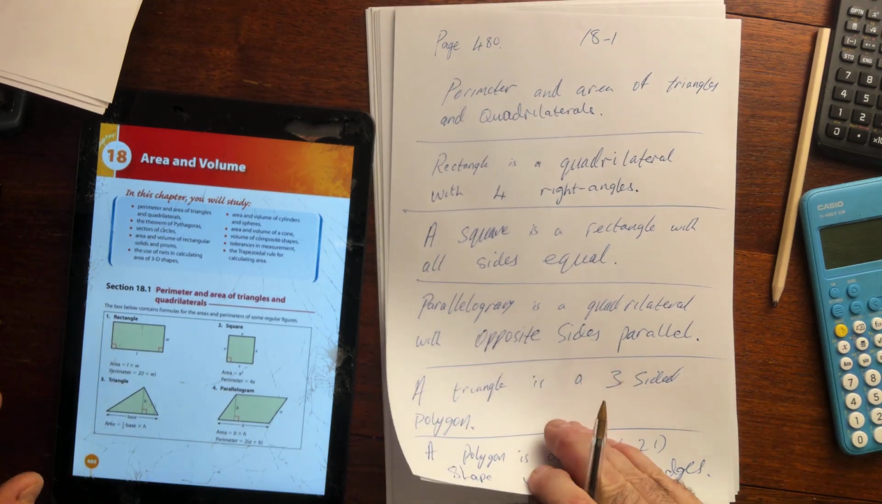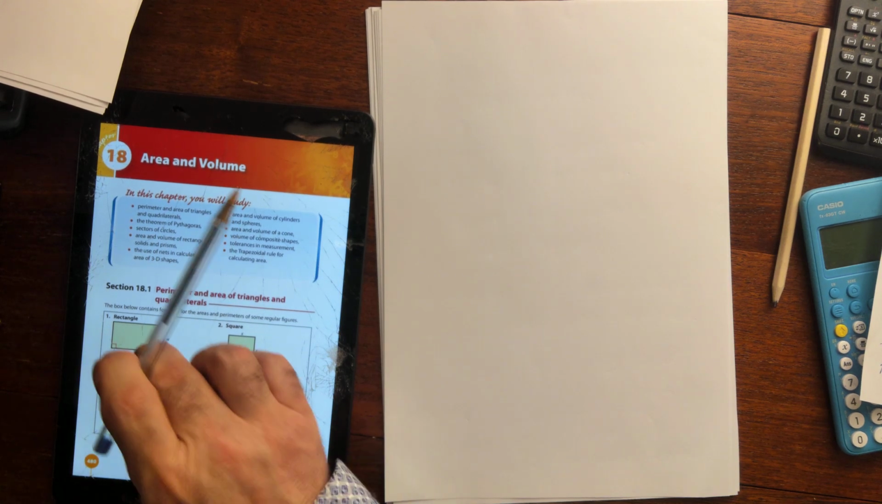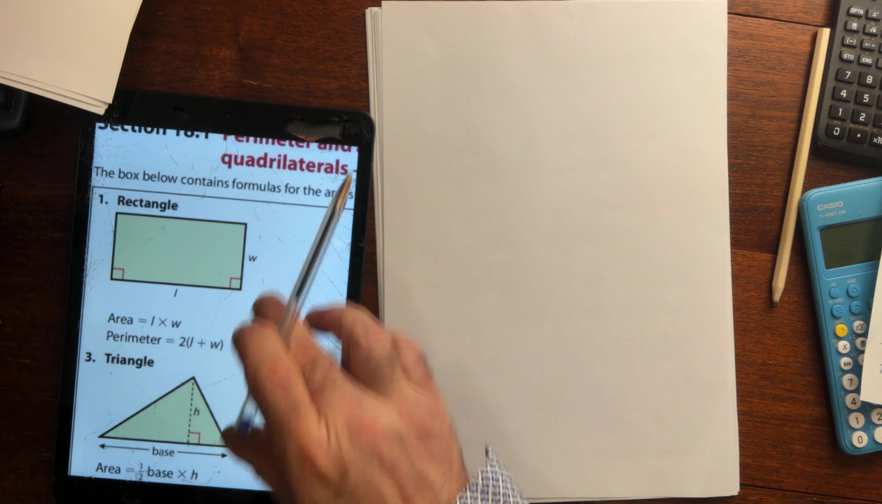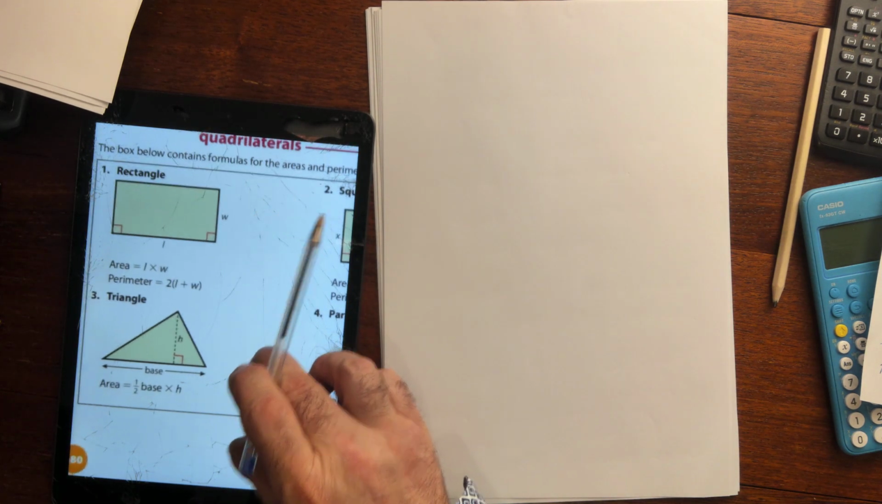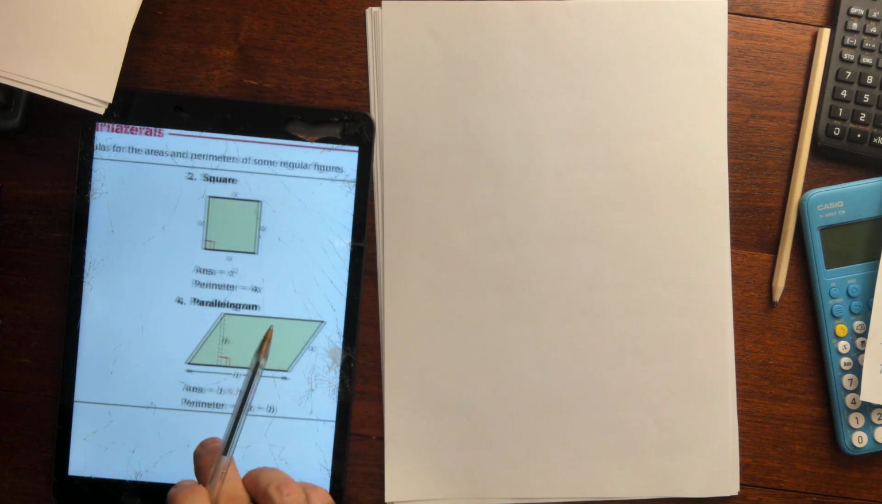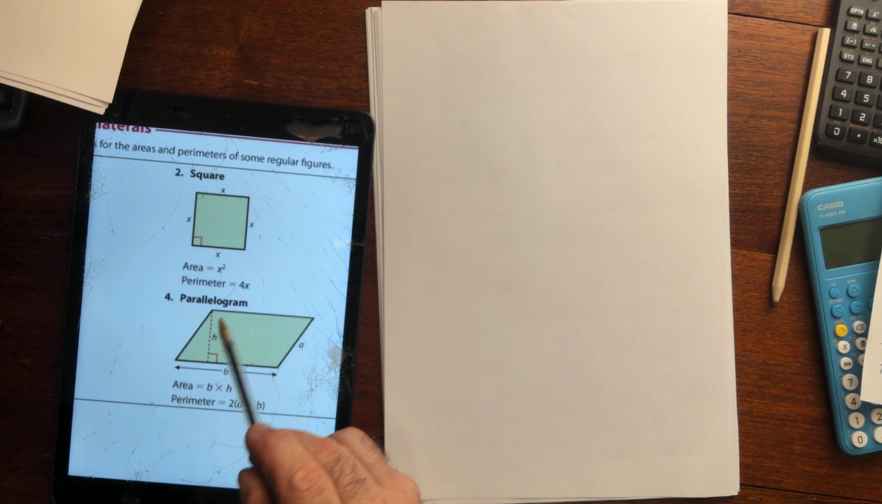We have formulas there that we'll be using over and over again. The area of a rectangle is length by width. The area of a square is x squared. The perimeter is 4x, and the perimeter is 2 times the length plus the width, or 2 times the semi-perimeter. Okay, in a triangle we have half the base by the height for the area, and in a parallelogram we have the base by the height. Okay, and again the perimeter is double the half perimeter.